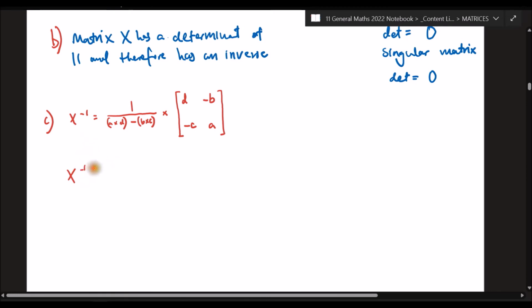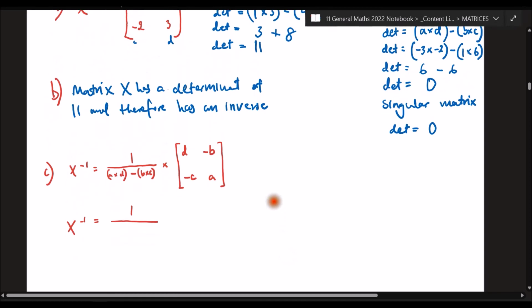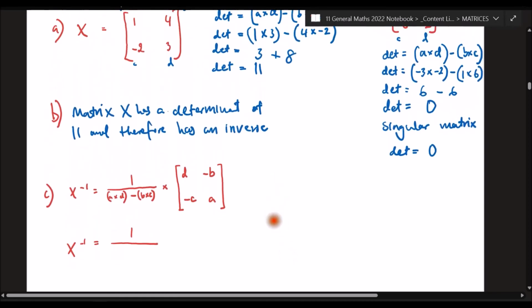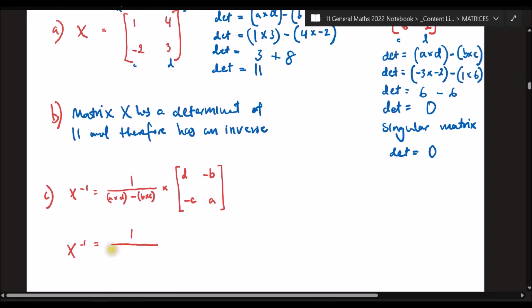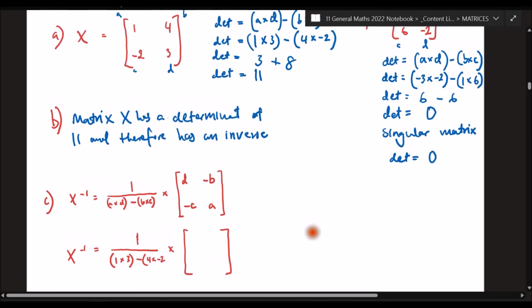Inverse is equal to 1 divided by, now, A times D minus B times C. So matrix A was 1 times matrix D, which is 3. Take away B and C, so 4 times -2. Multiply by the mixed up version of whatever the original matrix was.